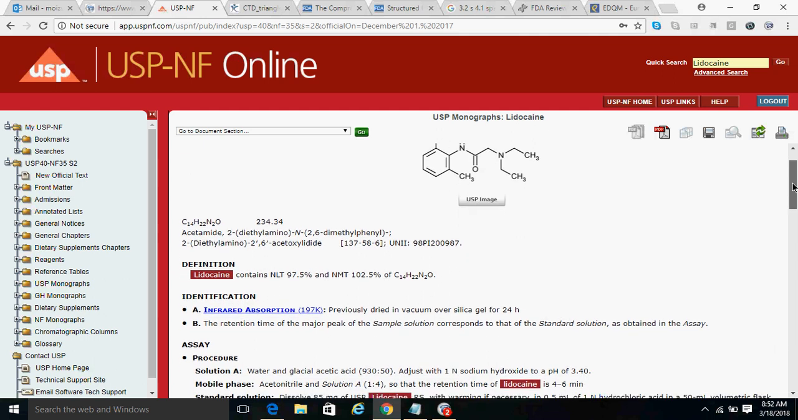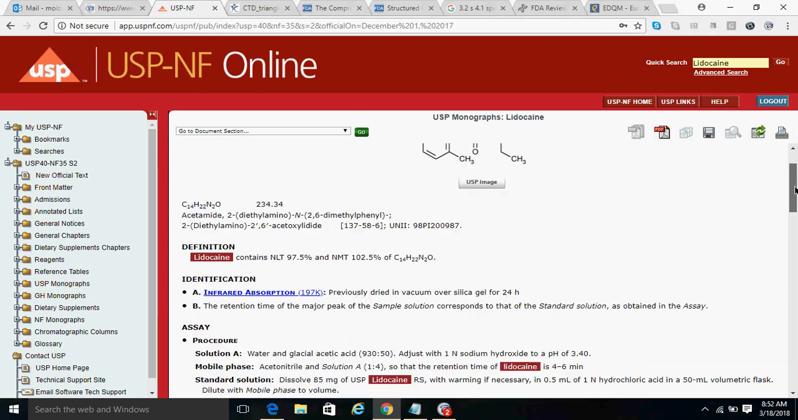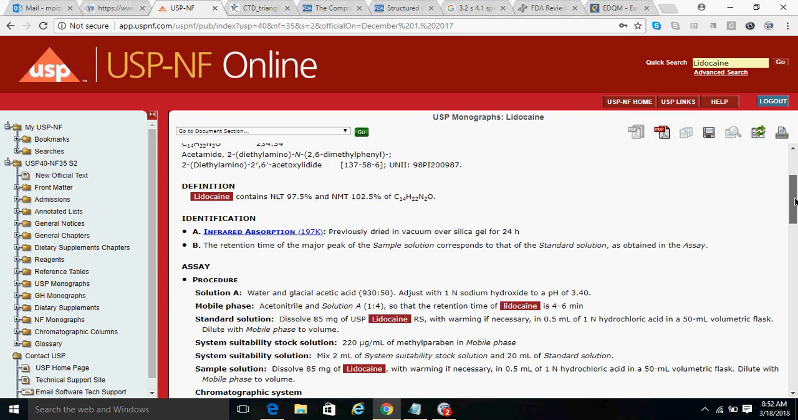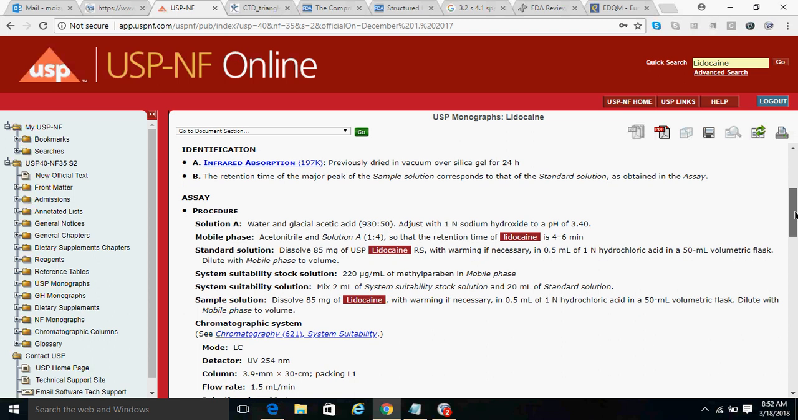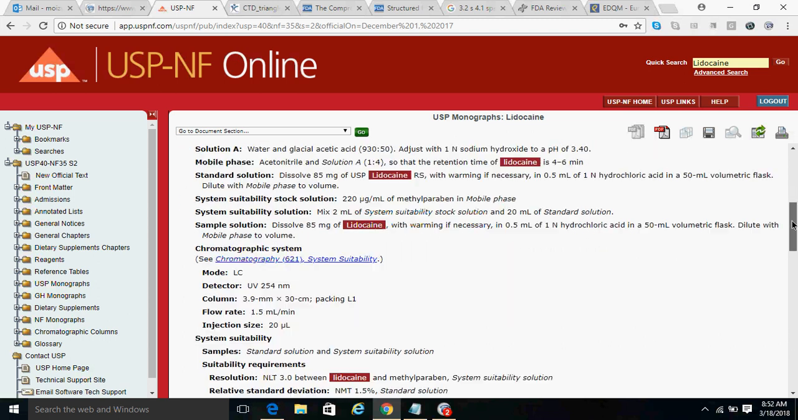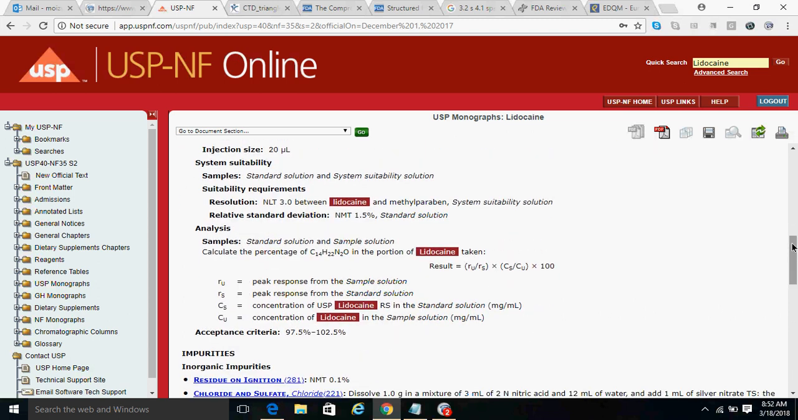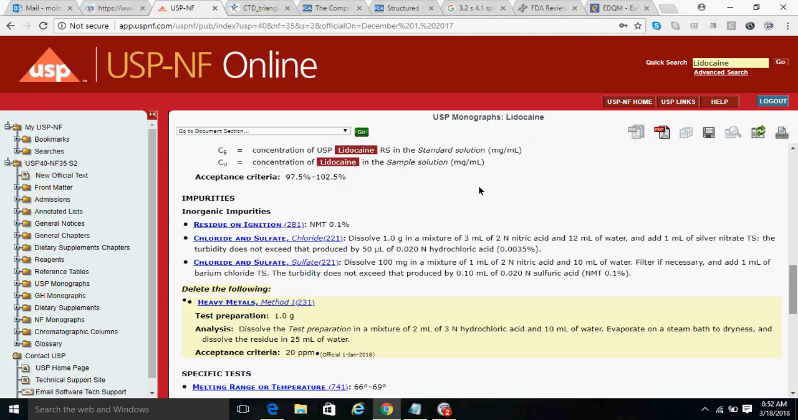So this is another example. Here is the structure, the name of the drug, and what identification test you have to do. Assay procedure. You have to do the assay test, analysis, or impurities. See, very clearly, impurities. Inorganic impurities. It will tell you not more than 0.1. NMT means not more than 0.1.